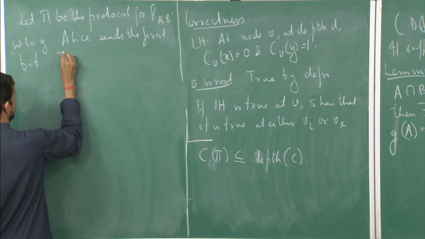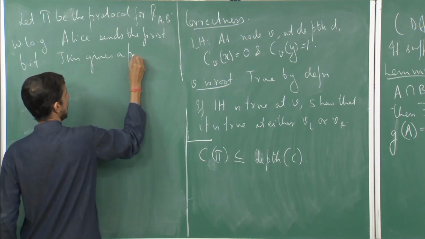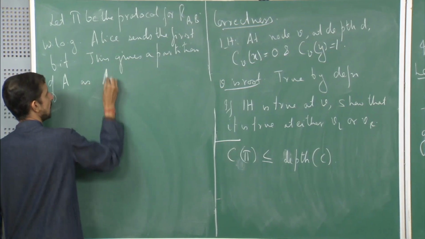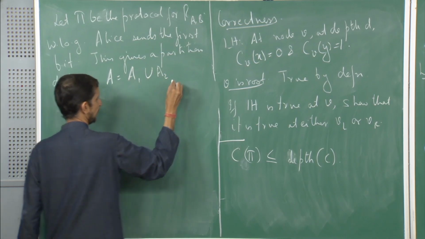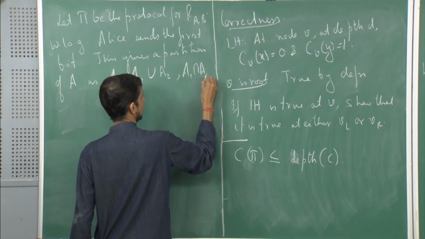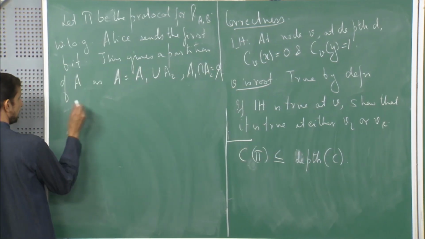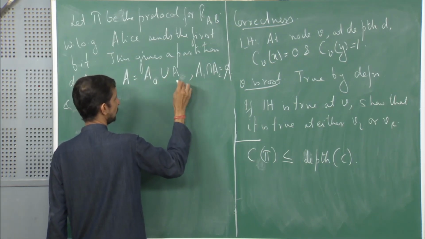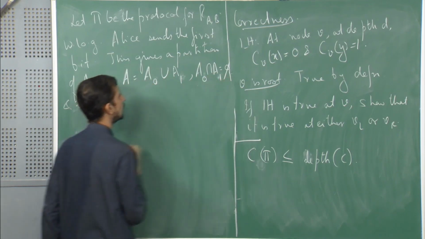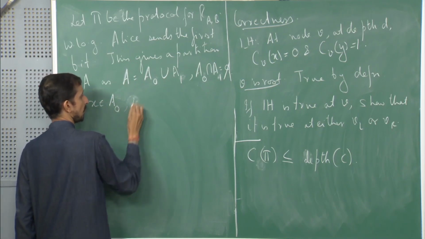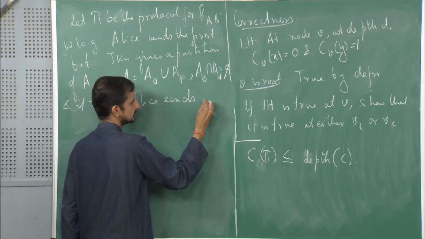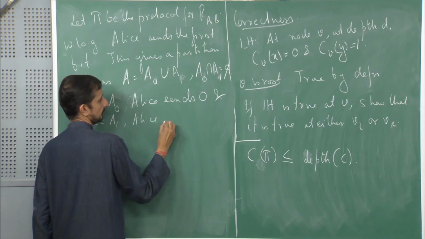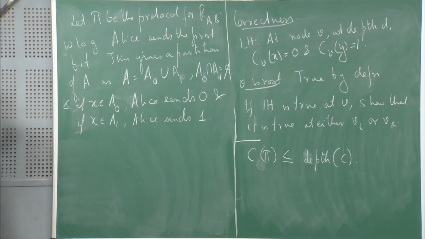So this gives a partition of A as A equal to A1 union A2, A1 intersect A2 is empty, and if X belongs to, sorry, let me not write A1 and A2, let me write A0 and A1, such that if X belongs to A0, Alice sends 0, and if X belongs to A1, Alice sends a 1. Okay.